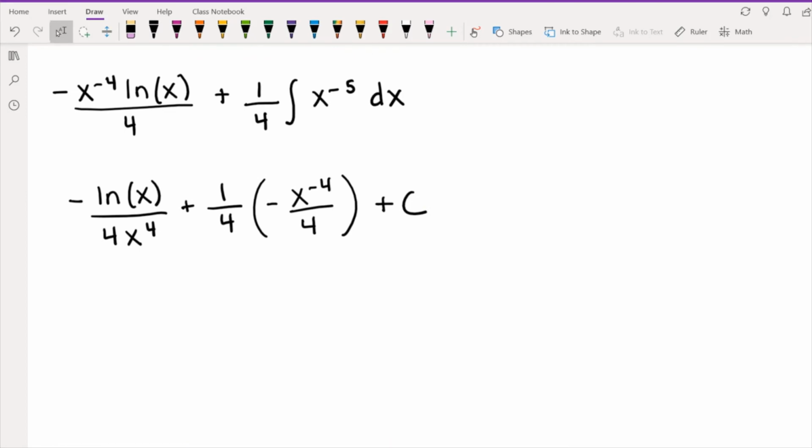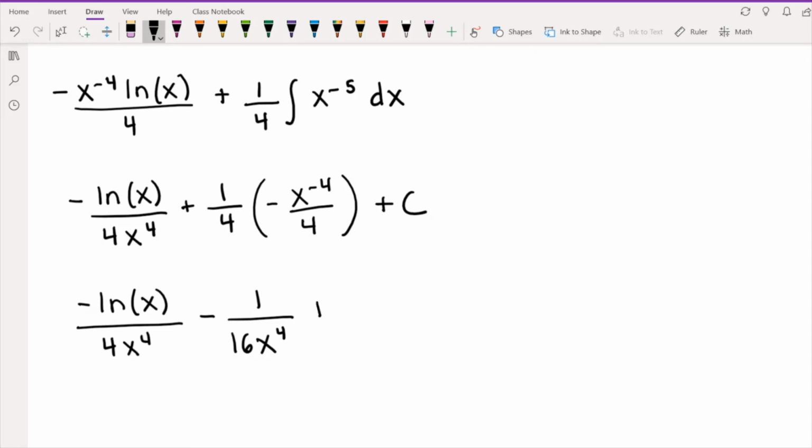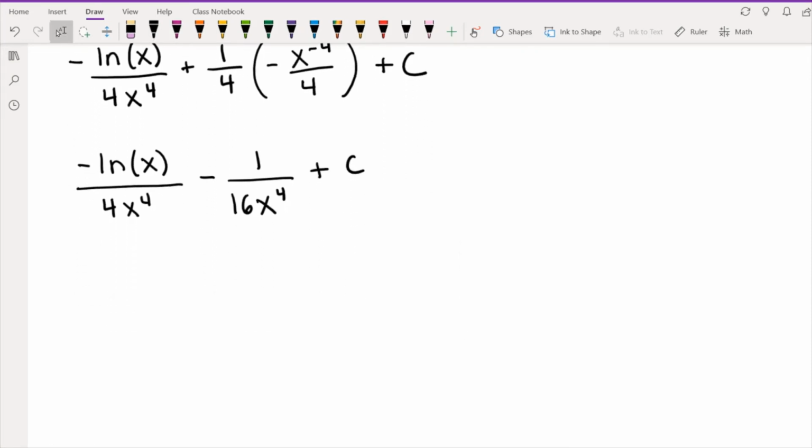So now we can just simplify this a little bit. So again, we have negative ln of x over 4x to the 4. And then here, this is the same thing as minus 1 over 16x to the 4 plus c. And then we could even make a common denominator here, right? If we multiply this first one by 4 over 4, we would get negative 4 ln of x minus 1 all over 16x to the fourth.